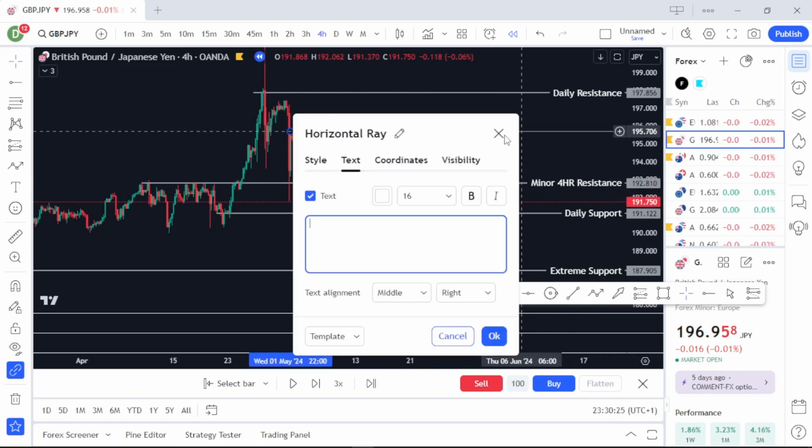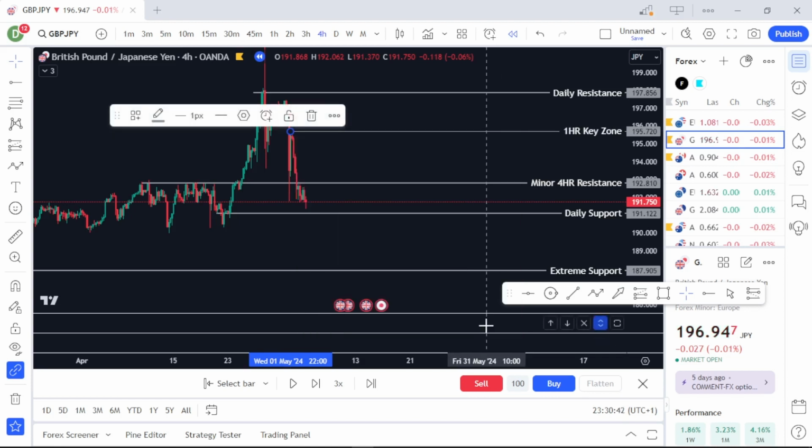And this one here, we'll call it 1-hour key zone. So I just have it as 1-hour key zone, because I'm likely to use it as a take profit position depending on where I enter the market. So now this is simply how I mark my chart. Once I mark my chart like this, I don't have anything to do on my computer again.